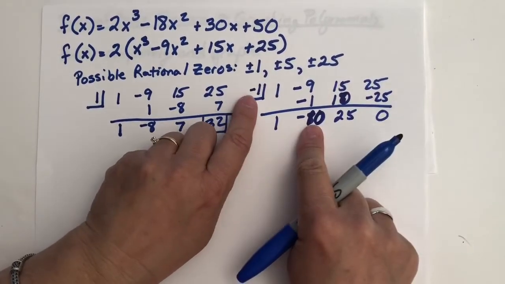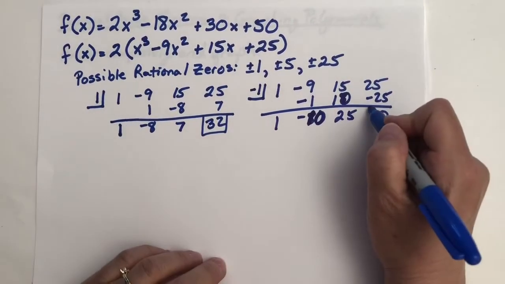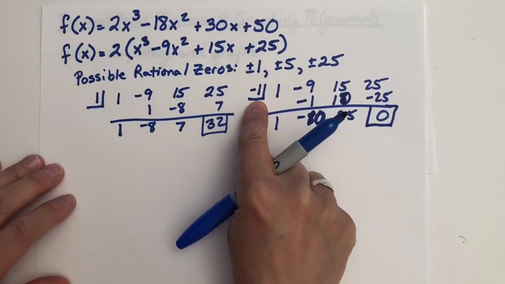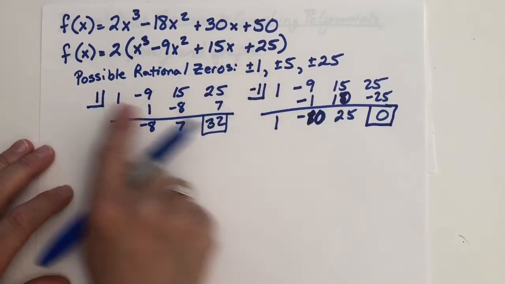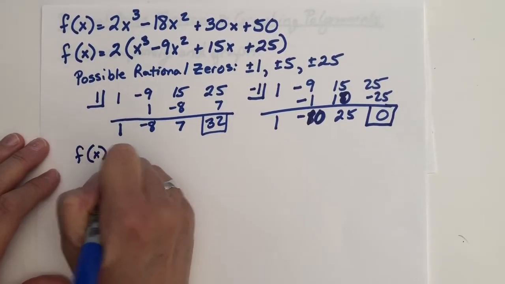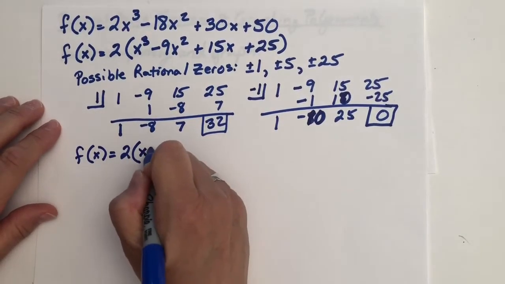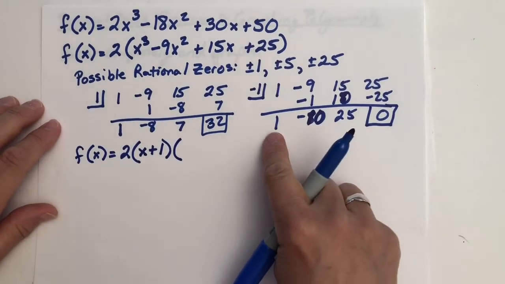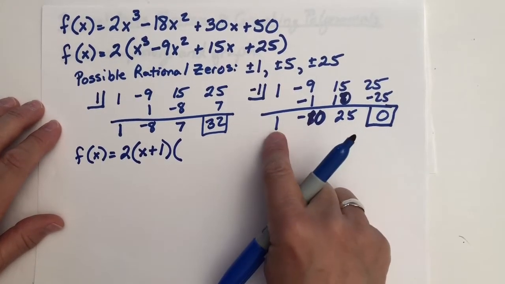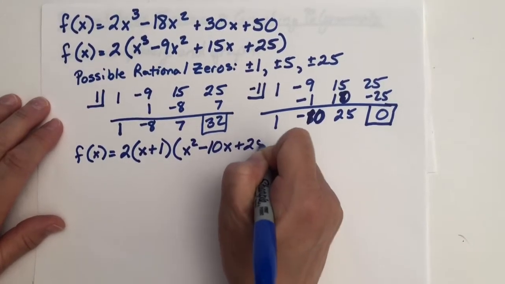Multiply negative 1 times negative 10. That's positive 10. And add, multiply, and add. And this time we did have a remainder of 0. So that means negative 1 is a 0. And that means x plus 1 is a factor. So I can rewrite this polynomial this way. f of x equals, I still have that 2, times x plus 1, because it's x minus that 0, times, and now here are the coefficients of our other polynomial. So there's our constant, there's our coefficient of x, there's our coefficient of x squared, so we have x squared minus 10x plus 25.